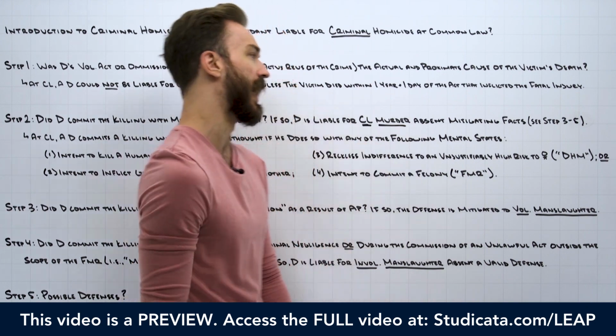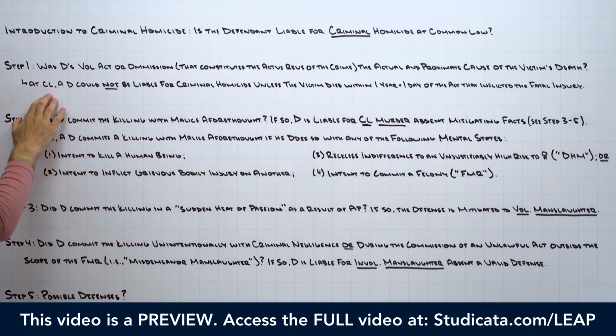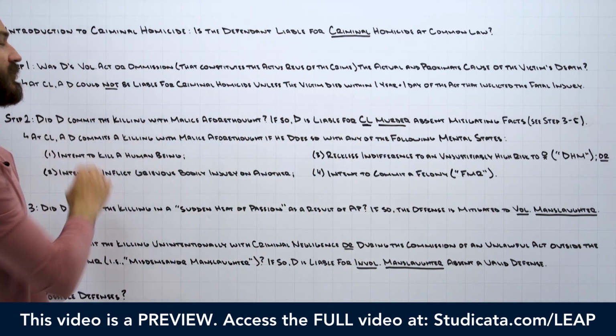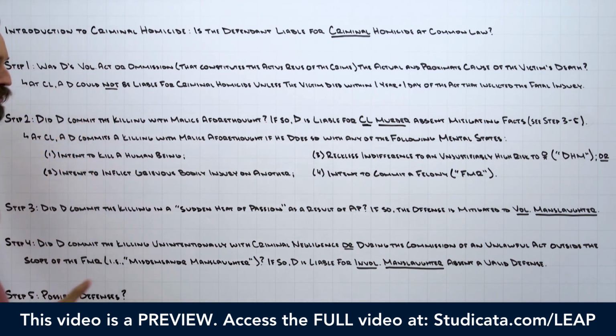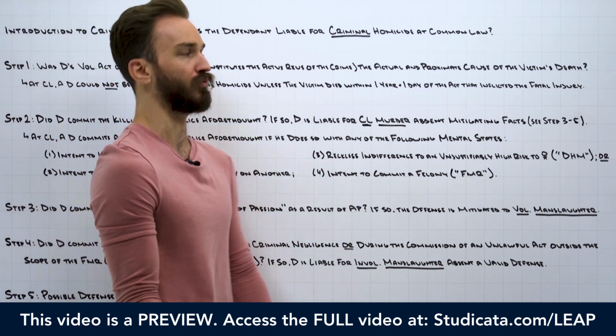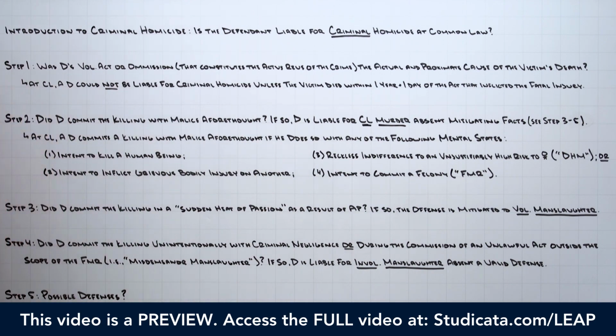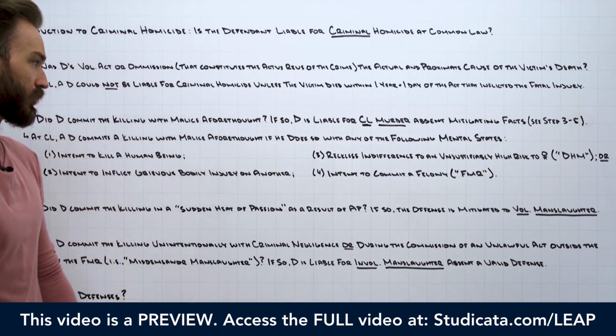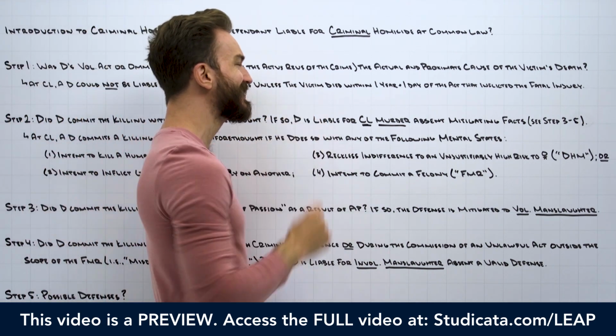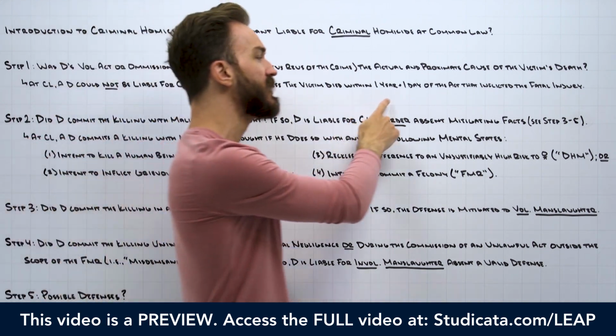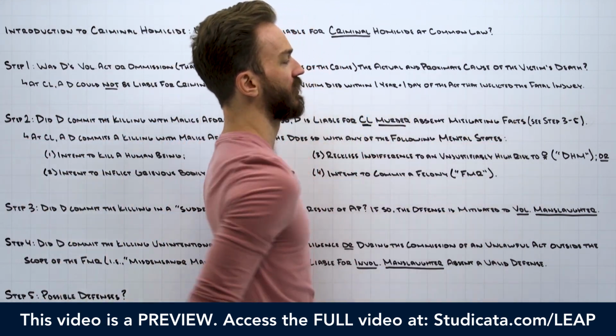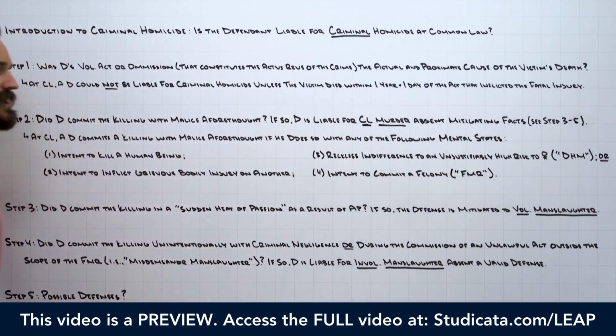What we're looking for is attenuating circumstances in that causal chain. We really want to be cognizant of that when thinking about step one in determining whether the defendant is liable for criminal homicide. Another nuance here is a common law rule called the year and a day rule. At common law, a defendant could not be liable for criminal homicide unless the victim died within one year and one day of the act that inflicted the fatal injury.